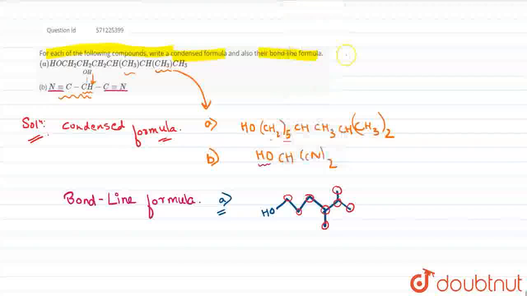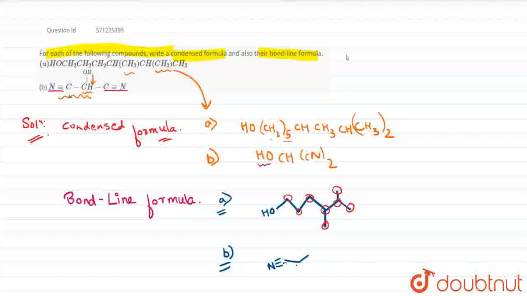Okay, so now doing it for the second compound. How will I do it? Now see, friends, it is something like C triple bond N, so I will write it like this. Now here it is carbon, so I have taken a turn over here. Then I'm coming to the center carbon, and we have taken a turn, so this is the second carbon.